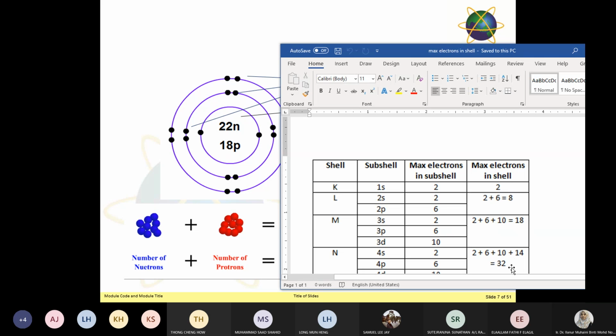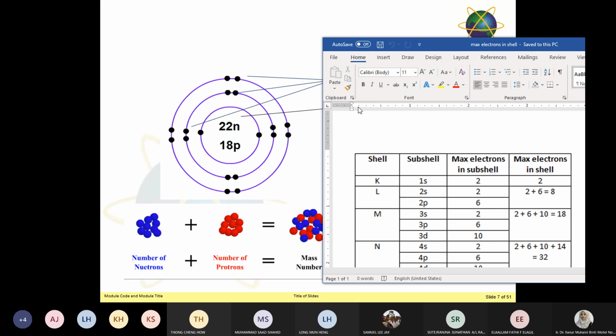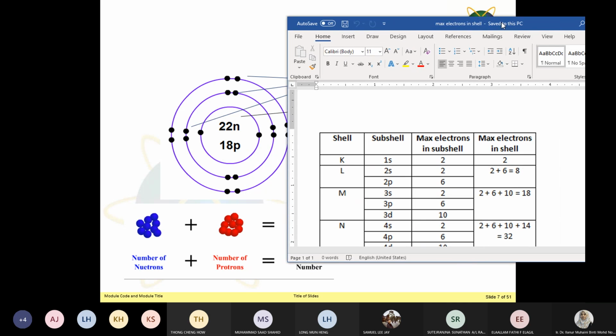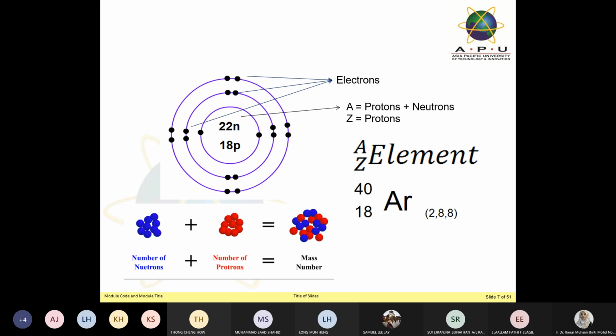2, 8, 18, 32. So the number 3 shell is called M shell. M shell must have 18. After more than 18, you go to another shell, which is N shell. Okay, remember: K, L, M, N.